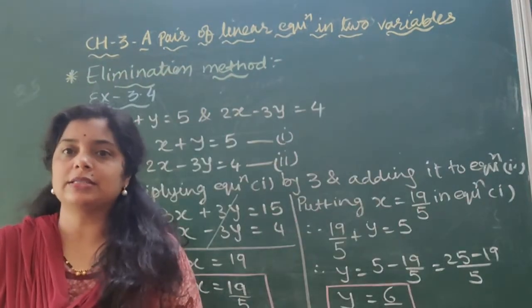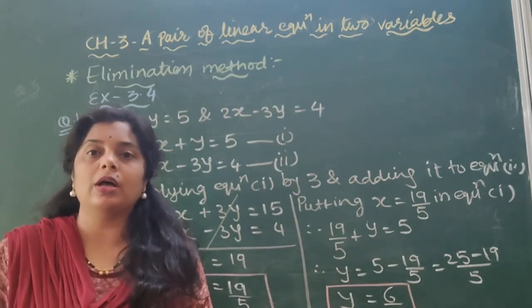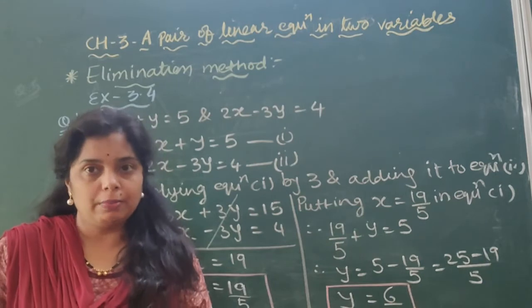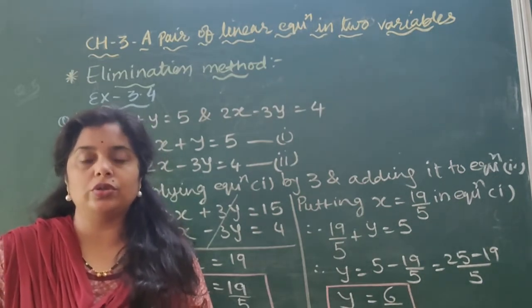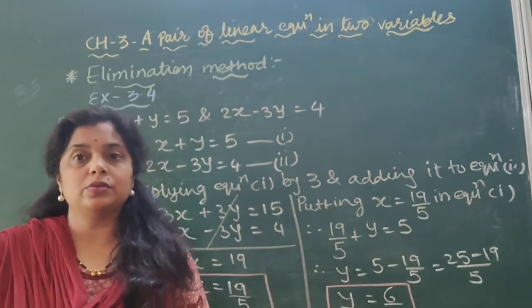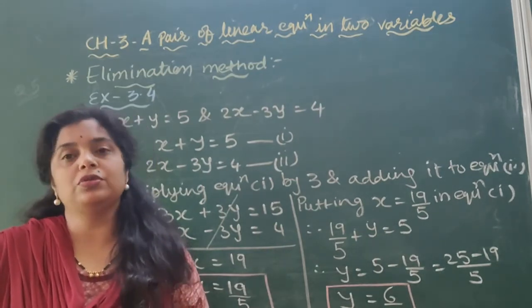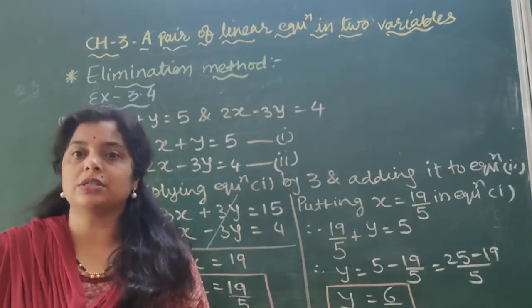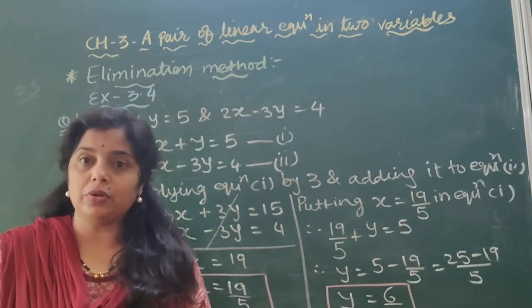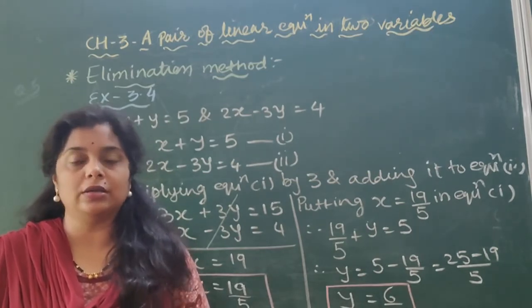Now let's start exercise 3.4. The 3.4 sums are almost all based on the elimination method. In short, to get the solution of a pair of linear equations in the examples given in exercise 3.4, we have to use the elimination method because it is mentioned in each and every question that you have to perform the elimination method to get the solution.